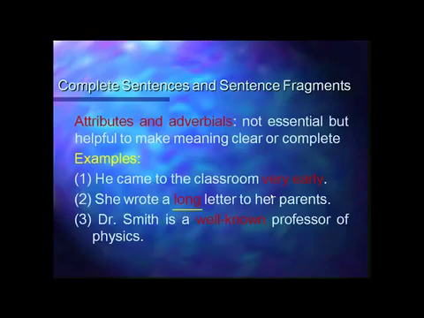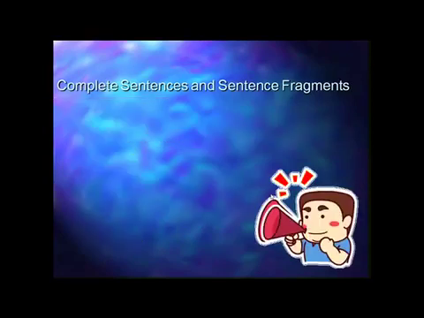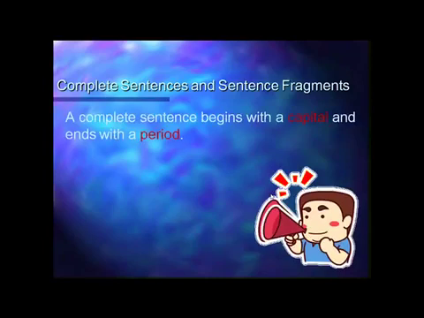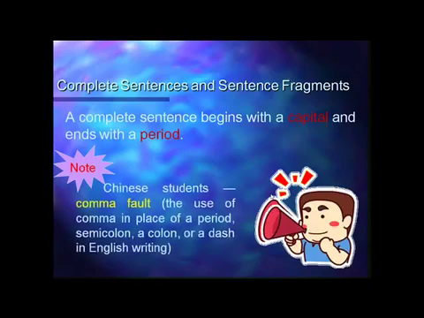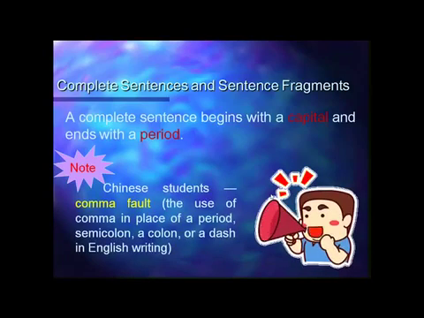For Chinese students, another very important concept is that a complete sentence begins with a capital and ends with a period. This seemingly simple rule contains very rich meanings. The comma fault, a most common mistake among Chinese students, is concerned with this concept. Comma fault is the use of a comma in place of a period, a semicolon, a colon, or a dash in English writing.